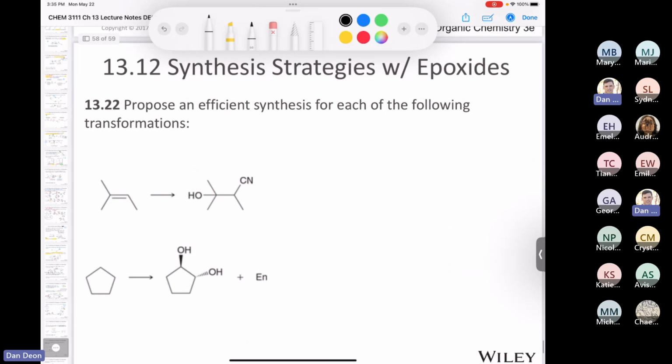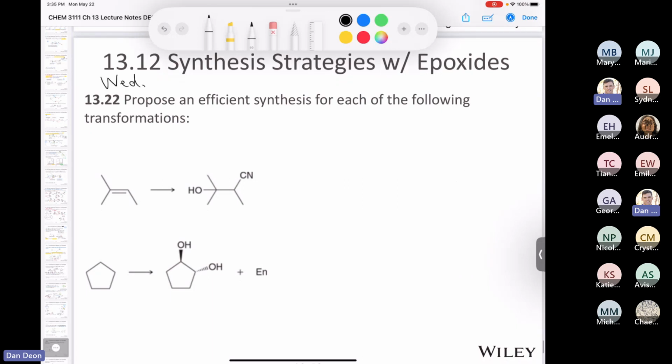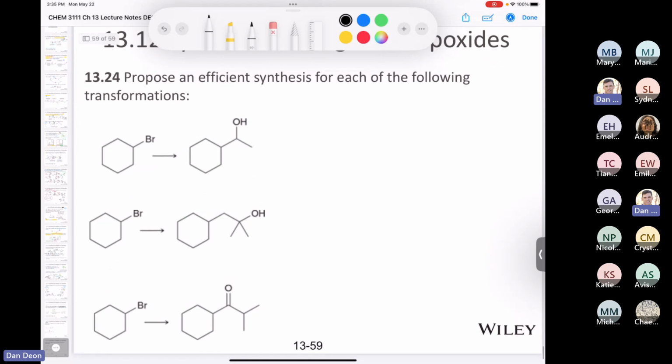Okay, and so what we're going to do next class is we're going to take a look at these syntheses here. So 13.22, we're going to look at these on Wednesday. And then I have some other syntheses here, and these ones are more challenging, but we're changing the carbon skeleton. You can see we're starting off with bromocyclohexane for all of these, but in this one you're adding 2 carbons, and this one you're adding a total of 4 carbons, and here you're also adding 4 carbons.